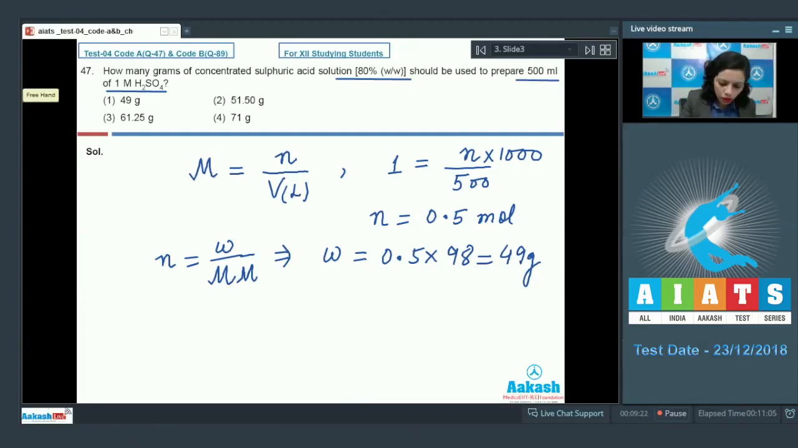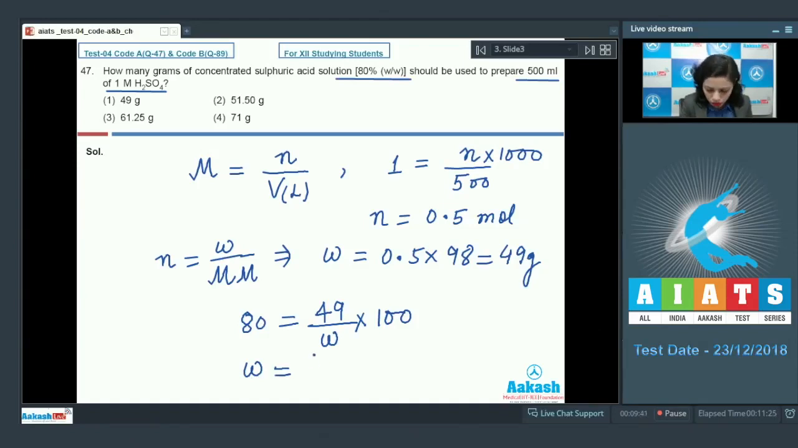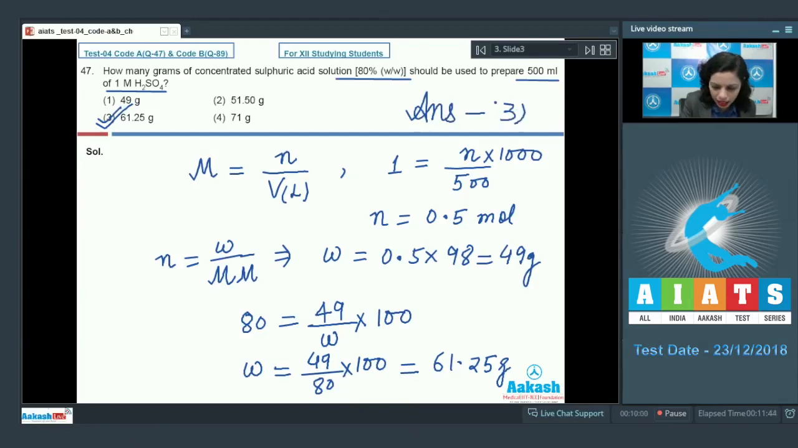So what would be that amount? We know that the given acid is 80% pure. Further, 80 is equal to that amount given here, and let's assume the total mass of H2SO4 that you require is W. On the basis of this we can find the value of W: W is equal to 49 by 80 into 100. If you solve this, you will find that this mass is 61.25 gram. And yes, if it is so, you can easily choose the third option as the correct one. And that is my answer also.